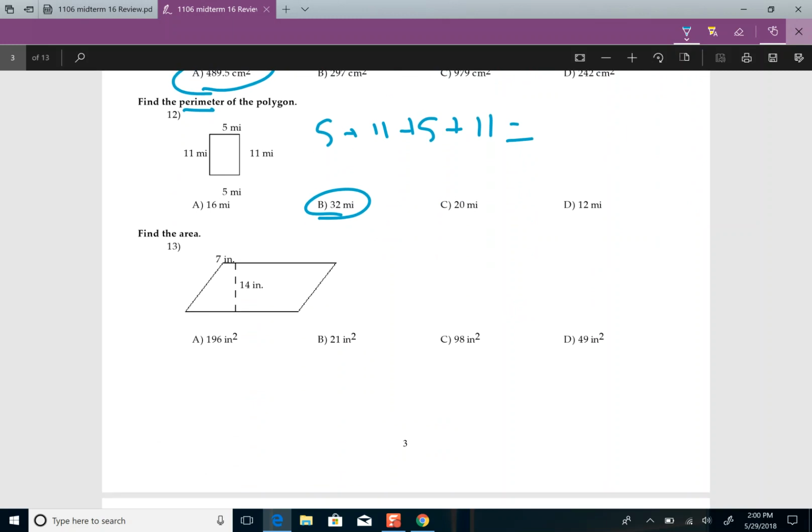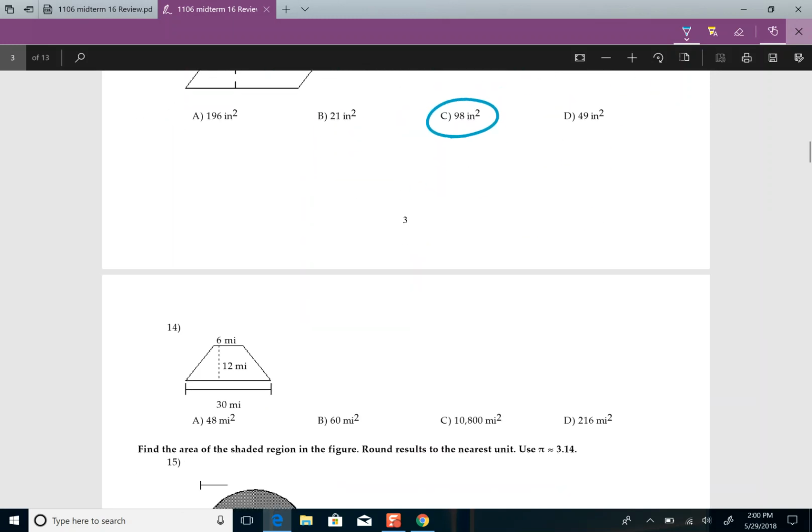Number 13, an area again. I always think area is multiplication, perimeter is addition. Maybe that will help too. So here, when I'm trying to find the area, I see two numbers. Let's multiply them. So I have 7 times 14 gives me 98. And because it's area, I know it will be squared.